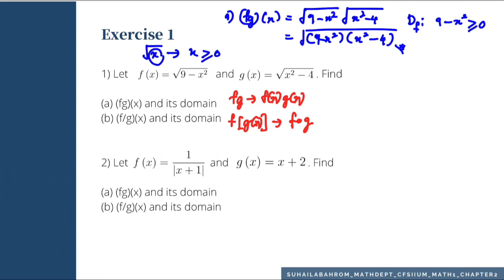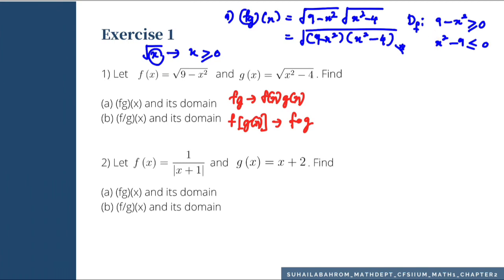Whenever you have a quadratic term where the value of a is negative, it's better for you to make it positive. In this case, you multiply both sides by negative 1, so you will get x squared minus 9, and it will reverse the inequality sign. So instead of greater than or equal to, it will become less than or equal to 0.